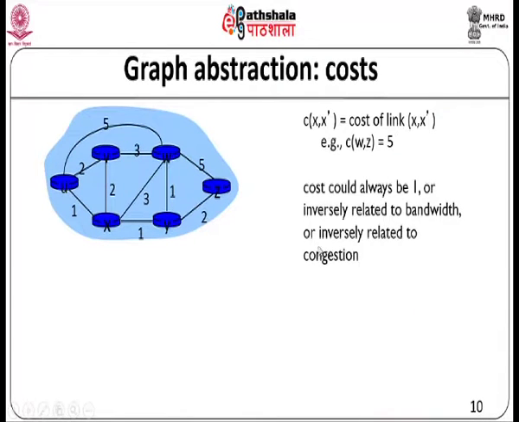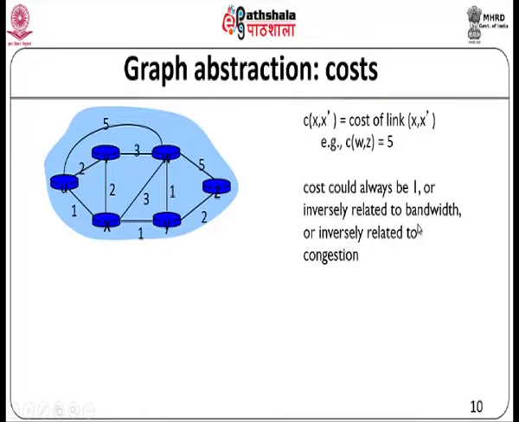Now, how do I come up with this least cost path? That is the next thing that we need to understand. What we normally do is that the cost of any link x to x dash can be represented as C of x comma x dash, and you assign some value to that cost. This cost could be 1, indicating that you are just counting the number of hops between a source and a destination, between two nodes, or it could be inversely related to the bandwidth.